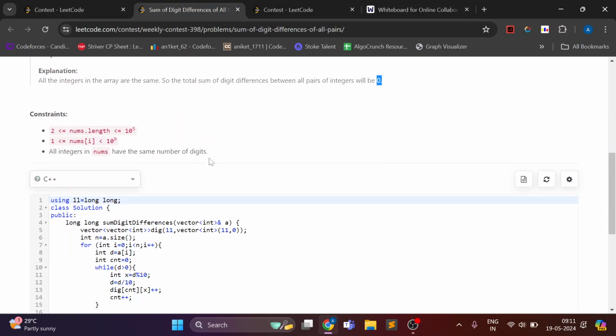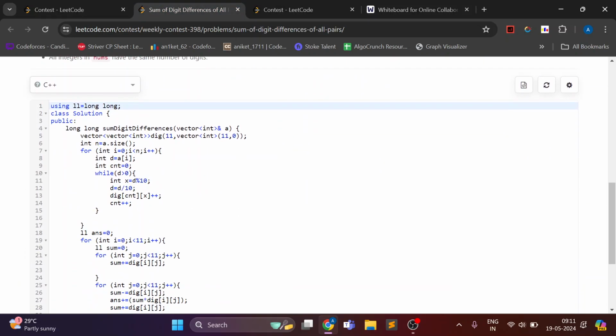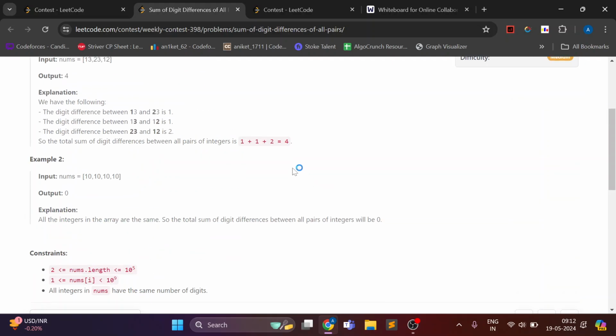Now let's see the code for this. So first I'm storing digits. I have created a 2D vector of 11 by 11. The first vector is storing, for all the unit places, the frequency of all numbers, and numbers can be from 0 to 9 itself.